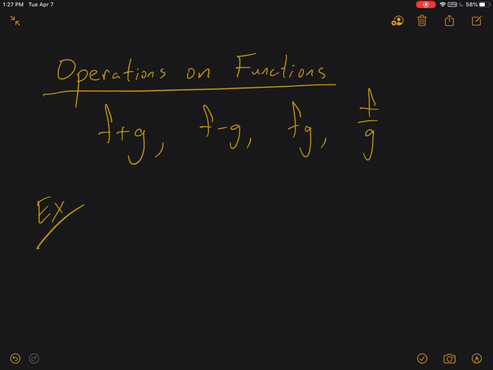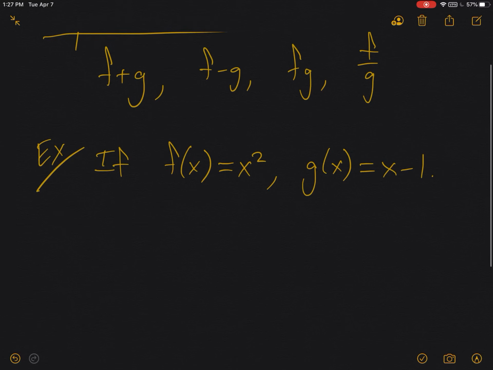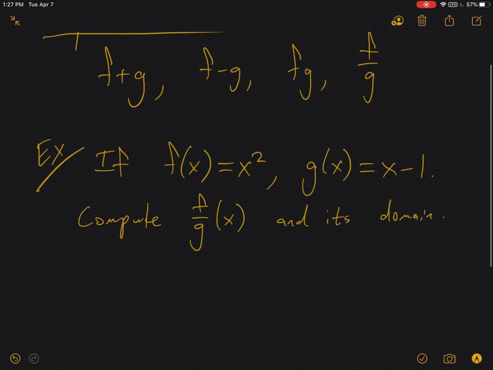So let me just give you an example, and let's talk about the most complicated case that you can get, which is a division. Let's say that you have a function f of x that's equal to x squared, and then we have another function g of x, which equals x minus 1. Then let's compute f over g of x and its domain. So let's talk about these 2 things.